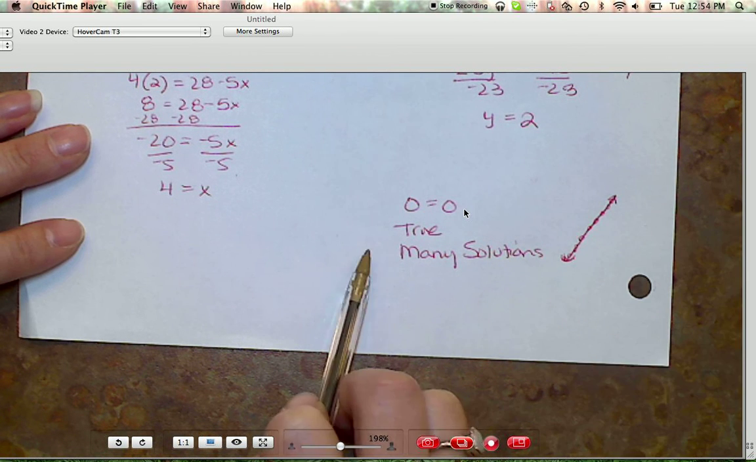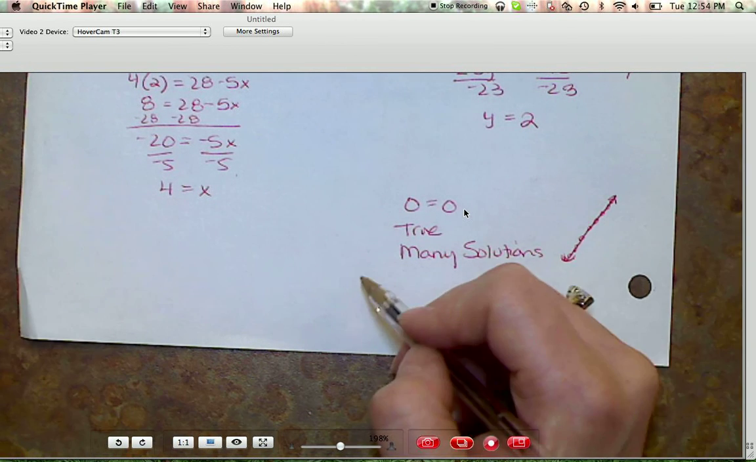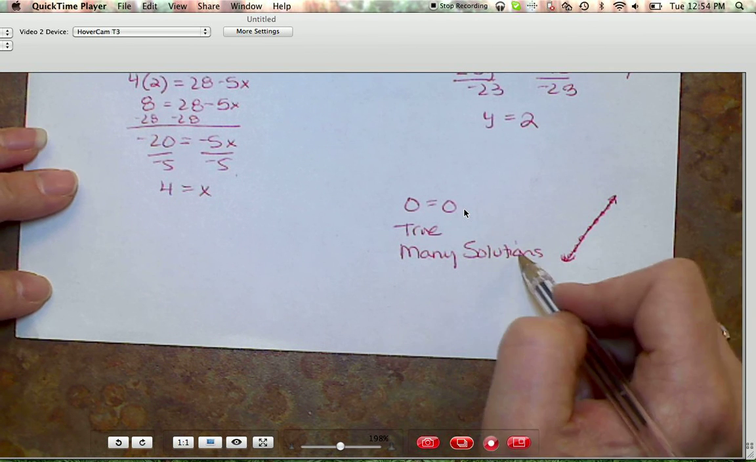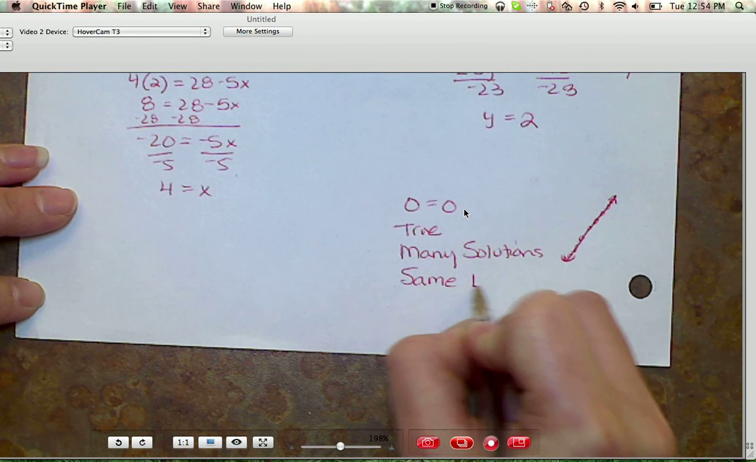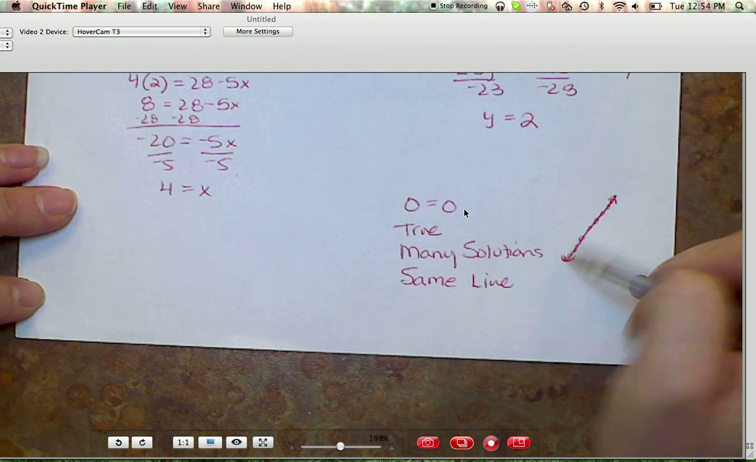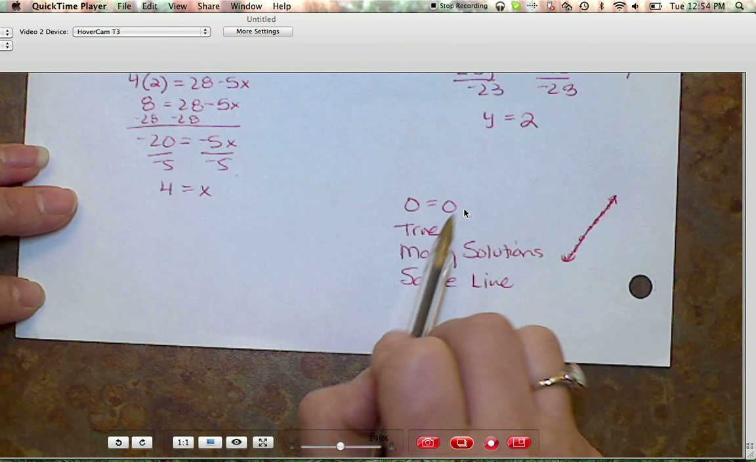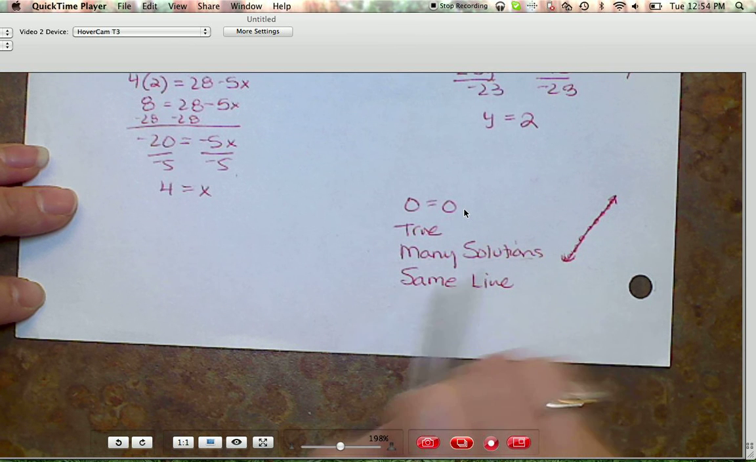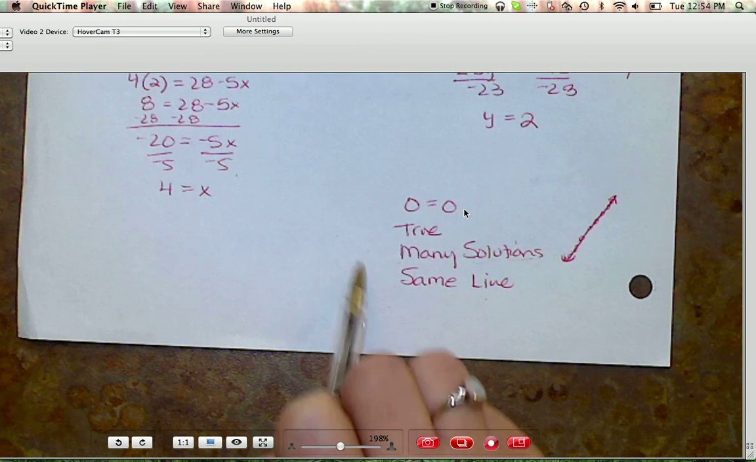So we don't want to say infinitely many or all the reals. We don't want to write all the reals because all the points don't work, just the points along this line. So we write many solutions, and then you describe it as the same line, because the two lines, in order for them to share all of these points, would have to be the exact same line. So anytime the variables drop out completely, decide if it's true or false, like the previous one. If it's true, it's many solutions, same line. If it's false, it's no solution, which means they are parallel.